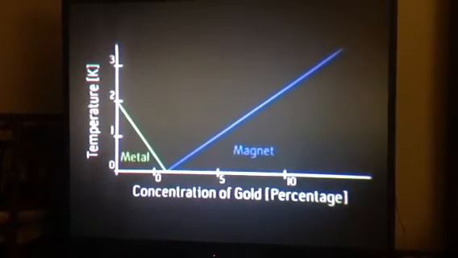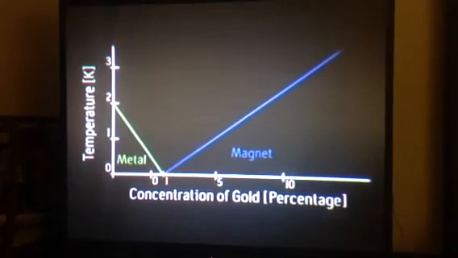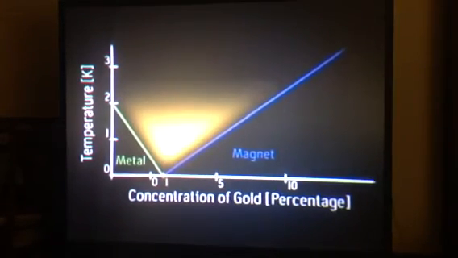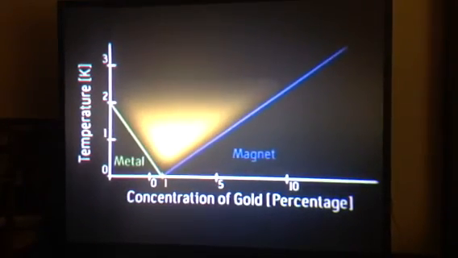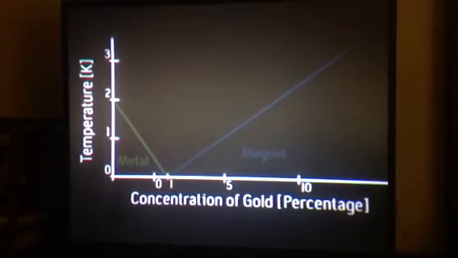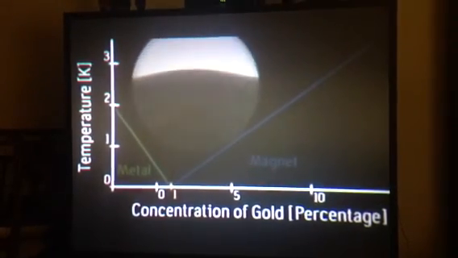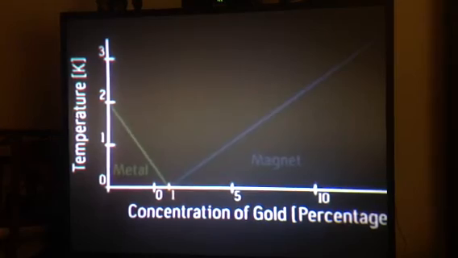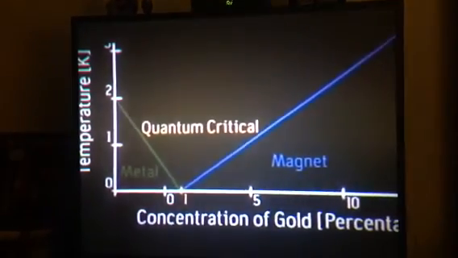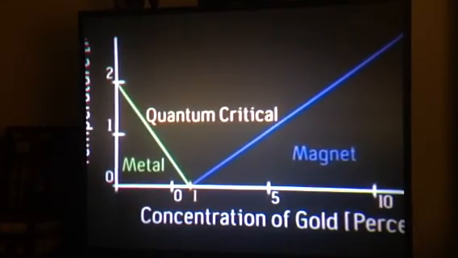The boundaries between the two phases meet at a critical point at absolute zero. At the higher temperatures accessible to experiments, there is a region between the two phase boundaries in which cerium copper-6 gold is neither a metal nor a magnet, just as opalescent water is neither a liquid nor a gas. In this region, cerium copper-6 gold is quantum critical, and it is fluctuating between a magnetic phase and a metallic one. This is the kind of emergent behavior Coleman wants to understand.